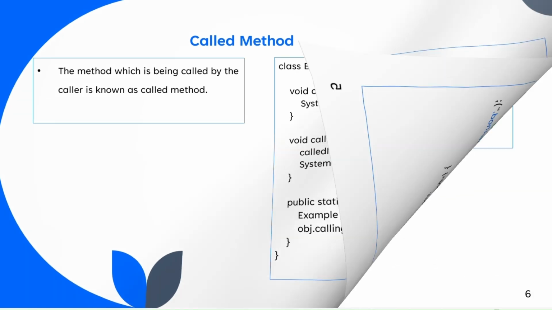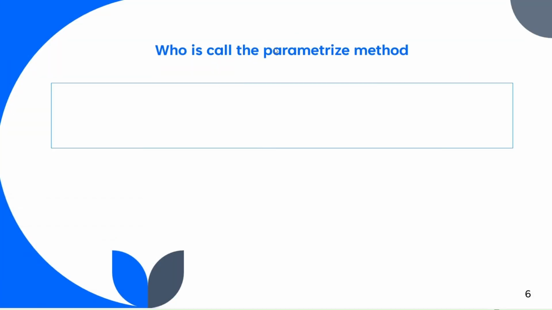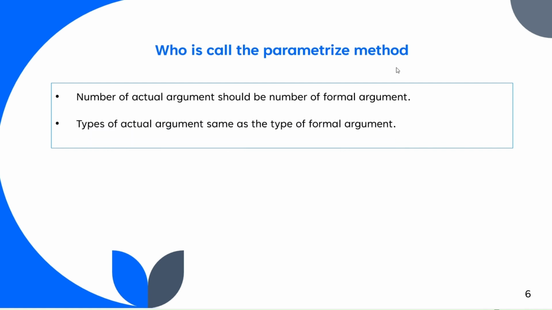So the next one is about the parameterized method. The number of actual arguments should equal the number of formal arguments, or we can say the types of actual arguments should be the same as the types of formal arguments. Let's go to the Eclipse to understand more about the flow of method.